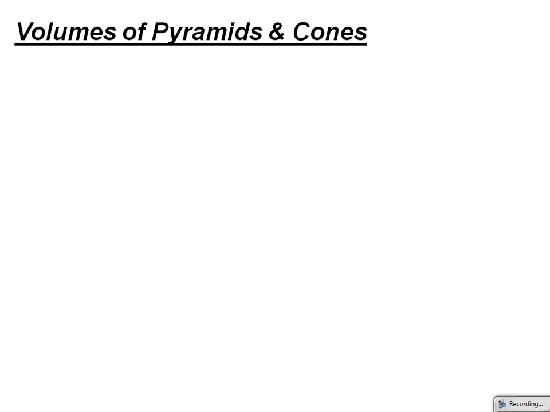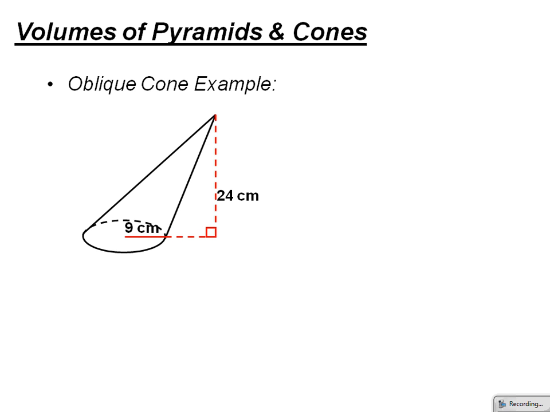Another example of finding volumes of pyramids and cones, in this case, we'll use a cone for an example. And why not make it just an oblique cone? So just because it's slanted, remember, regardless of whether or not it's a right cone or an oblique cone, we still need to use the distance from the vertex to the base, in this case 24 centimeters, in our volume formula. So volume is 1/3 times the area of the base times the height.